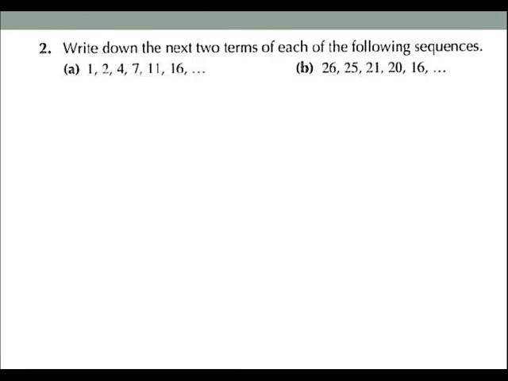In question number 2, they are saying write down the next two terms of each of the following sequences: 1, 2, 4, 7, 11 and 16; 26, 25, 21, 20 and 16. What is the pattern they are following in the A part? You have to find out the rule by yourself. I am just sharing the question here, not its answer. You have to find out the rule and tell me next day in class. What's the rule?